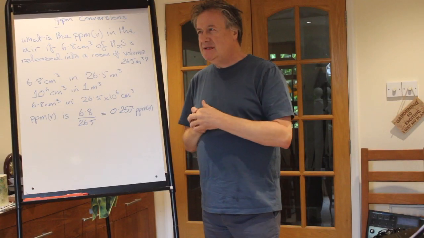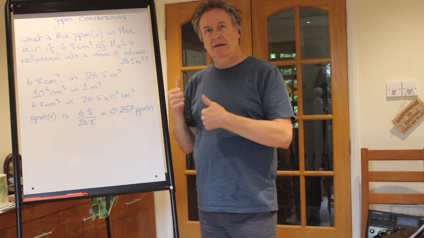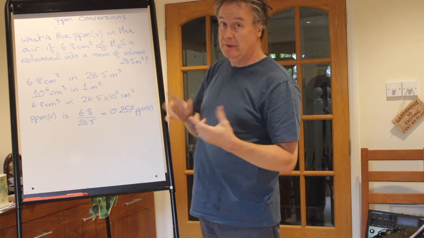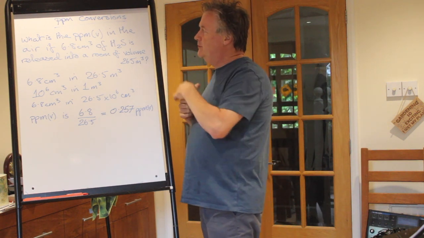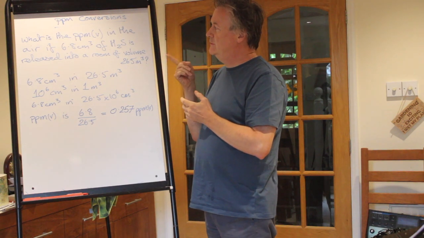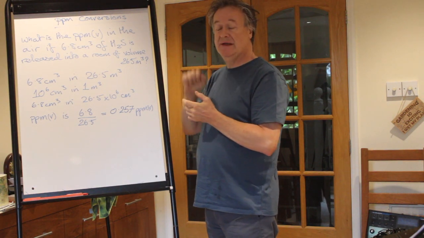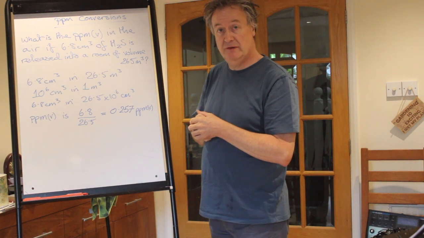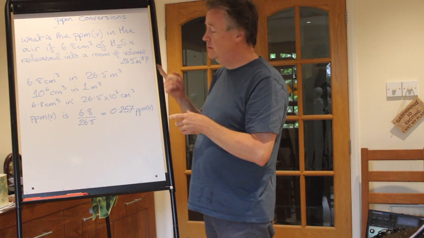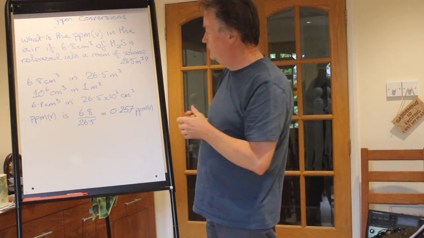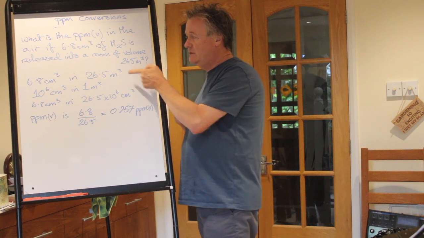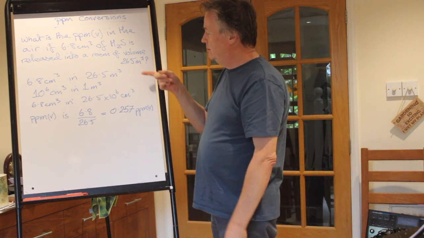So here we are with something slightly different, because it's now parts per million in a volume, so ppm with V in brackets, or without the brackets. What is the parts per million in volume of the air if 6.8 cubic centimetres of hydrogen sulfide is released into a room that has a volume of 26.5 metre cubed? It's probably not a laboratory sized room, that's more like a household room. So 6.8 cubic centimetres in 26.5 metres cubed is what we're saying.